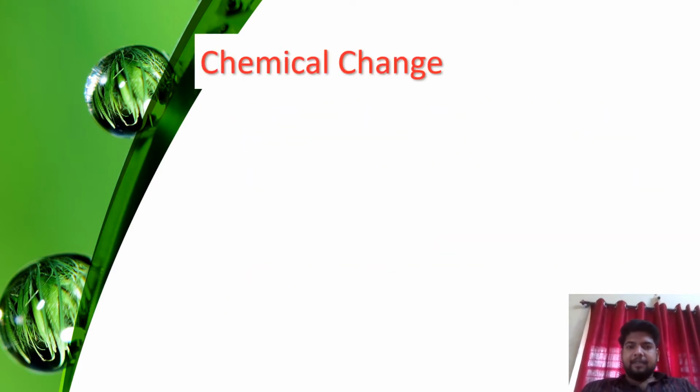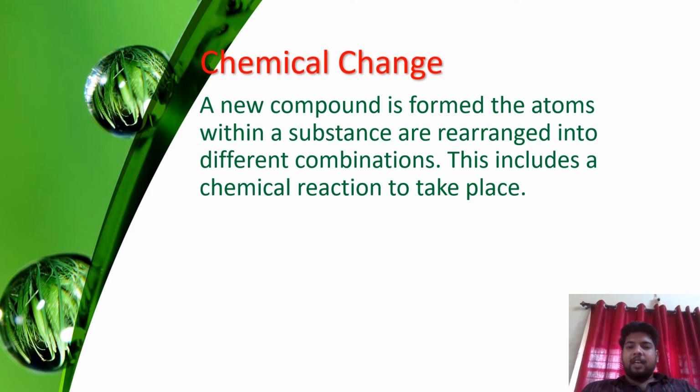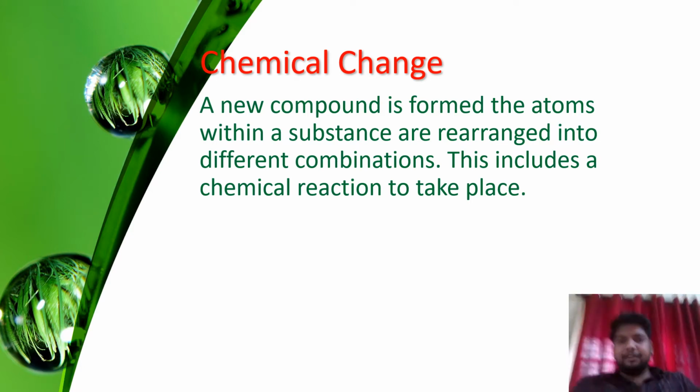This is chemical change. A new compound is formed and atoms within a substance are rearranged into different combinations. This includes a chemical reaction taking place. So the major difference between chemical change and physical change is that in chemical change a new compound is formed, but in physical change no new compound is formed. So if there is a chemical change, there must be a chemical reaction associated with it.